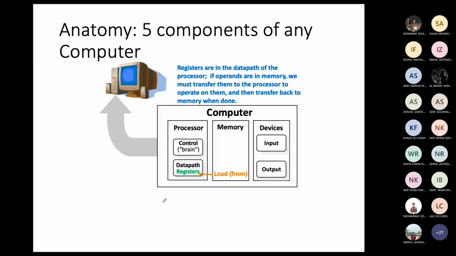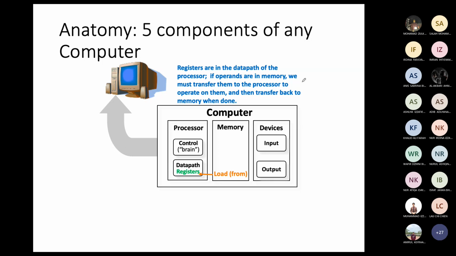Next is the anatomy of the five components of any computer. Within the computer, we have the processor, we have memory, and also devices. Within the devices, we have input and output. Registers are in the data path, so they are inside the processor. Within the processor, we have the control, which we call the brain, and then the data path, which contains the registers.